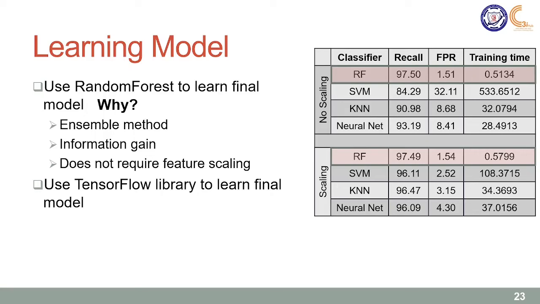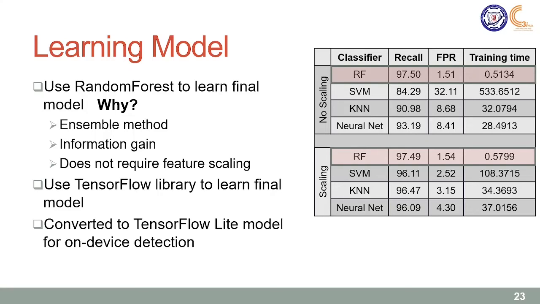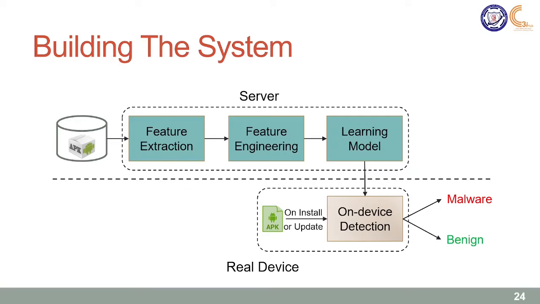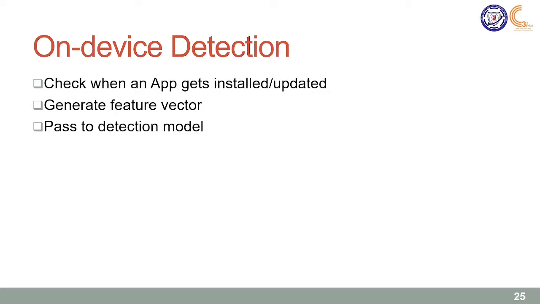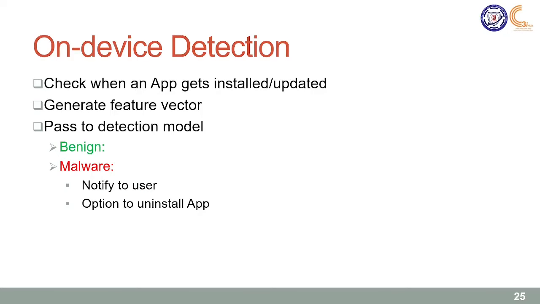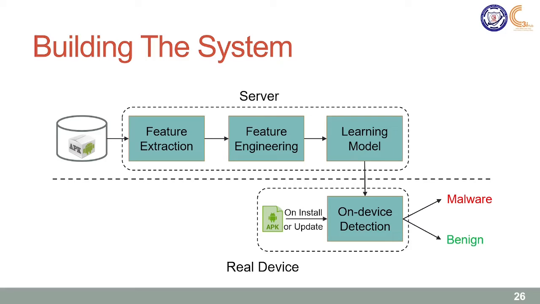We use the TensorFlow library to train the final model and convert it into a TensorFlow Lite model for on-device detection. Let's see the on-device detection process. Whenever an app gets installed or updated, we generate a feature vector. This vector is then passed to the detection model for the result, that is either benign or malware. If it is malware, we notify the user and give an option to uninstall the app. This is the process of designing DeepDetect.